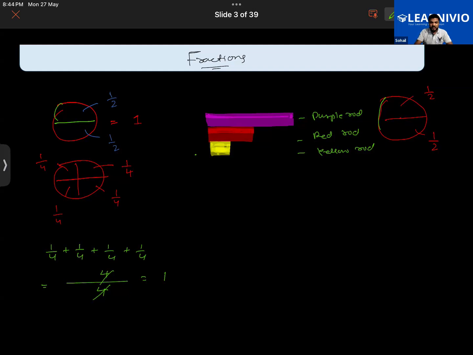Apart from these, there are different concepts. We have learned about fractions and the different examples of fractions. Now let us learn about the different types of fractions which we have. Do tell me what types of fractions you have studied in your school. Proper fractions, improper fractions, very good. Then mixed fractions also must be there, right? So let us learn about the different types of fractions. First of all, let us learn about proper fractions.